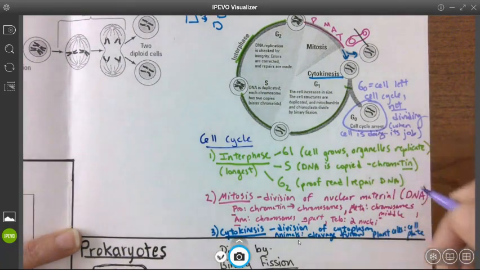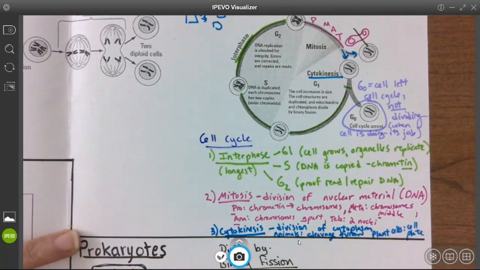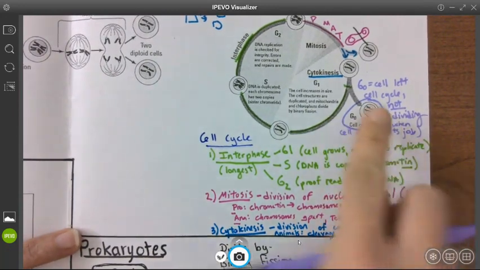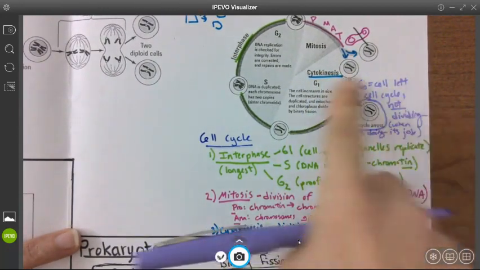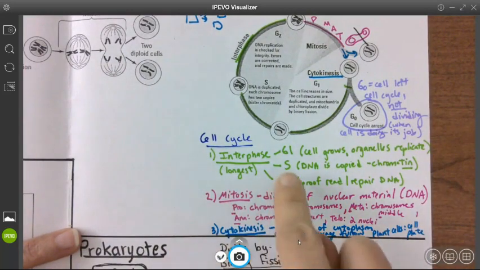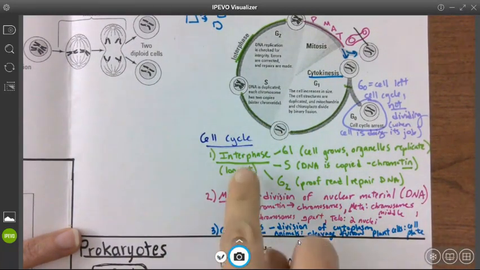When it's making proteins, when it's sending signals, when it's whatever it's doing, okay? So G0 is outside of the cell cycle. Let's get back into the cell cycle. So again, like I said, this is how we think about it freshman year.